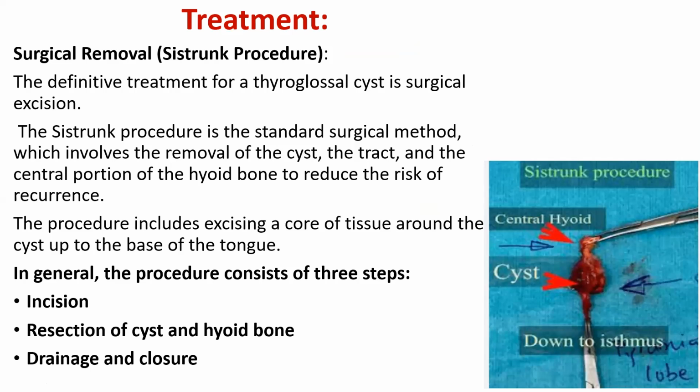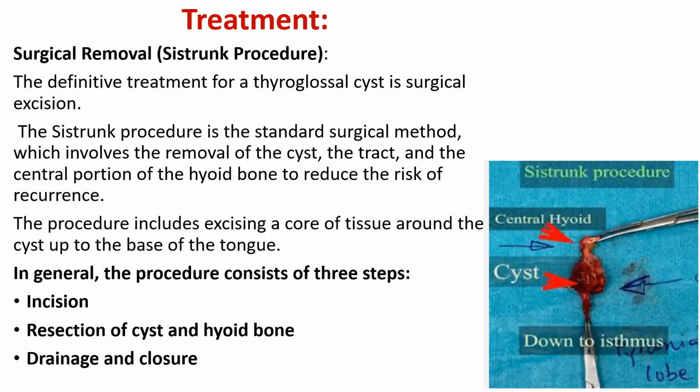Surgical treatment. So the only treatment is surgery. The definitive treatment is surgical excision, or the cyst trunk procedure, which is the standard surgical method. It involves the removal of the cyst, the tract, and the central portion of the hyoid bone to reduce the risk of recurrence. The procedure includes excising a core of tissue around the cyst up to the base of the tongue. So you have to excise the entire tract right to the foramen cecum, where it originates, to be sure that it will not recur.